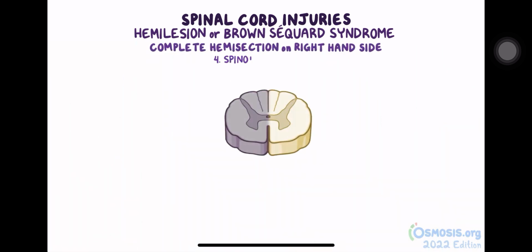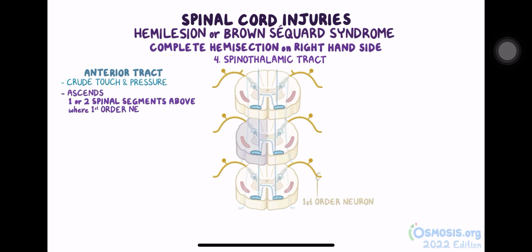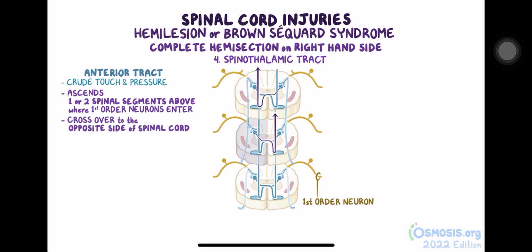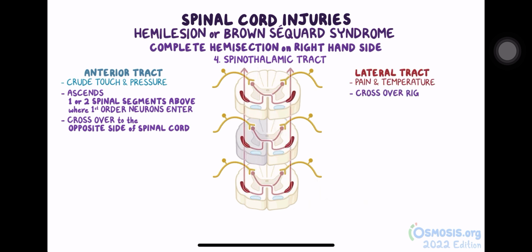Finally, there's damage to the spinothalamic tract. The spinothalamic tract is a bit different, though, because fibers of the anterior tract, which carries crude touch and pressure, will actually ascend one or two spinal segments above the level where the first-order neurons enter, and then cross over to the opposite side of the spinal cord. In contrast, the fibers of the lateral tract, which carry pain and temperature, cross over right away.